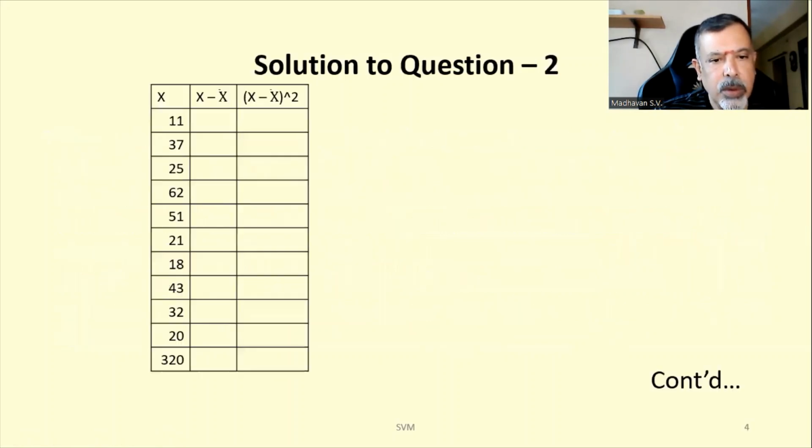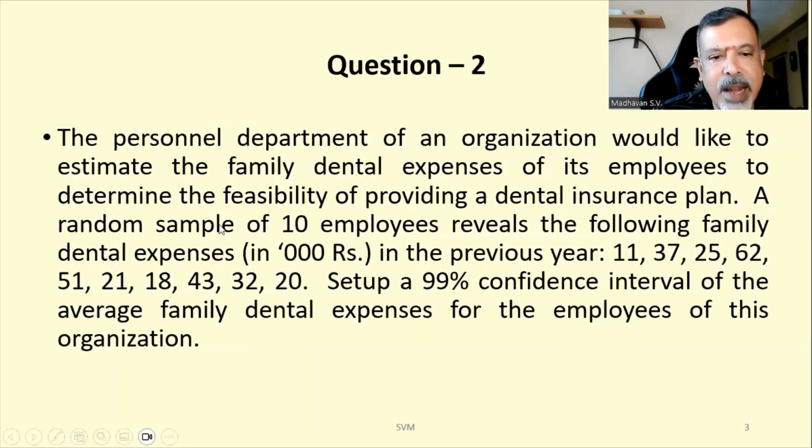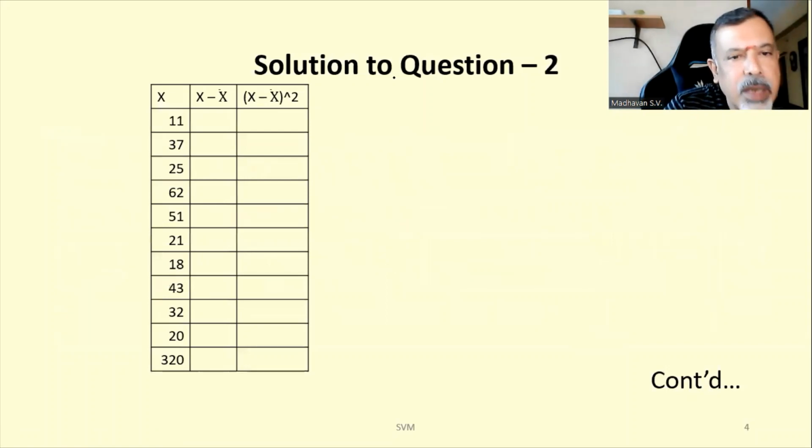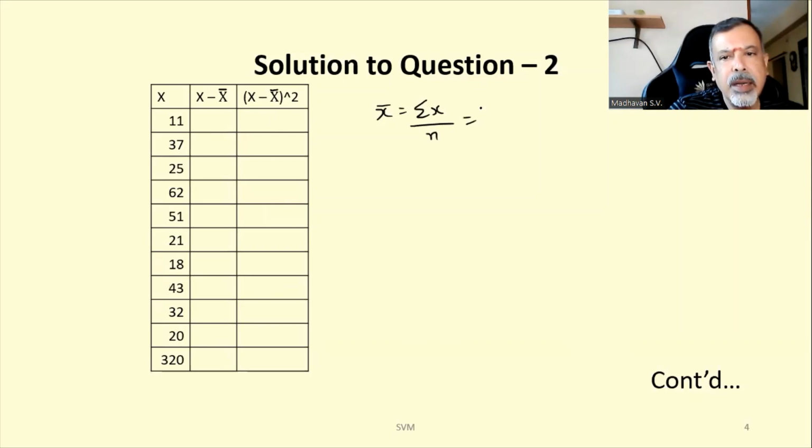Now we have created a table. The reason is that they didn't directly give us the sample mean and sample standard deviation, which we need to find out. The second column is x minus x bar, and the next is x minus x bar the whole square. First of all, we have to find x bar, which is summation x divided by n. Here it is 320 divided by 10, so you get 32. So 11 minus 32, we get minus 21. 37 minus 32 is 5. 25 minus 32 is minus 7.